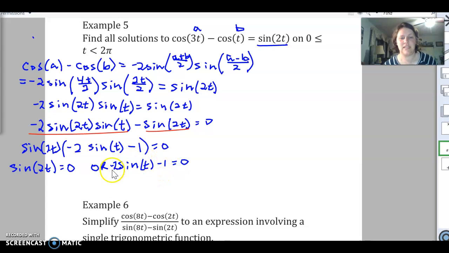So let's go ahead and just take this one real quick because nothing needs to change about this. We don't have to use any u substitution or anything like that. So let's go ahead and take that piece and solve it really quick. So we have a negative 2 sine t. I'm going to add 1 to both sides, then divide by negative 2. So we want to find sine of t is equal to negative 1/2.